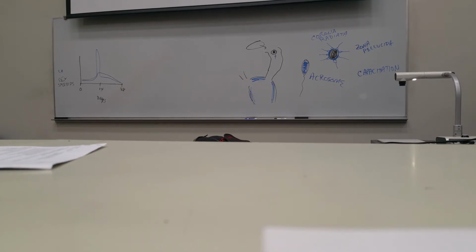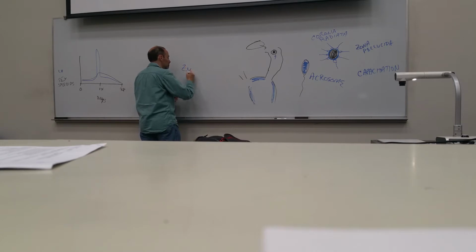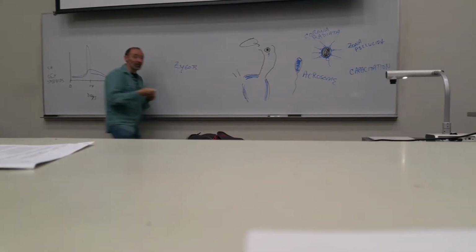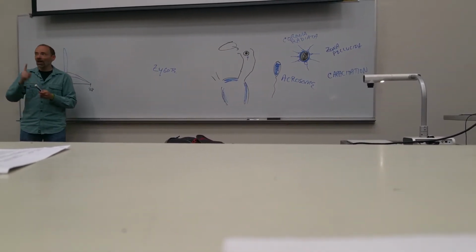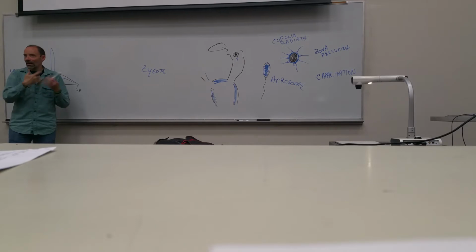Okay, makes sense? Everybody remembers the term from last semester, zygote? I will write it on the board just in case. The zygote is the fertilized egg. It's the one cell. And then that one cell is going to start dividing and dividing and dividing, of course. So now you have this embryo.